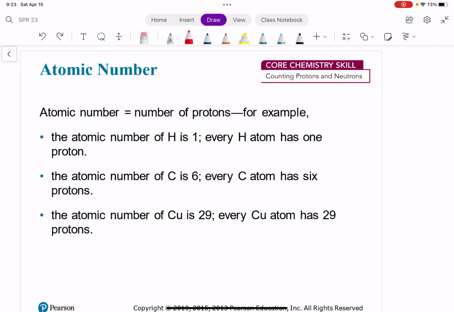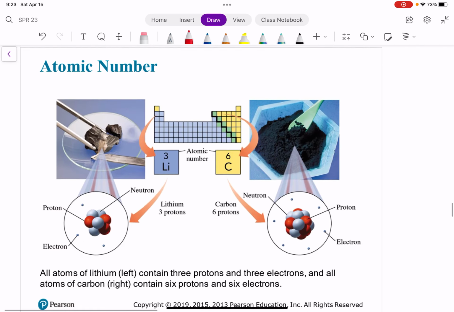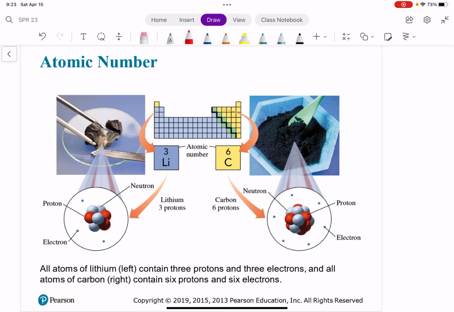So the atomic number equals the number of protons, which we said. So the atomic number for hydrogen is 1. So every hydrogen atom has 1 proton. The atomic number of carbon is 6. So every carbon atom has 6 protons. The atomic number for copper, that's this one's copper, kind of one of those weird ones, is 29. So every copper atom has 29 protons. Okay. So the atomic number tells you how many protons you have.